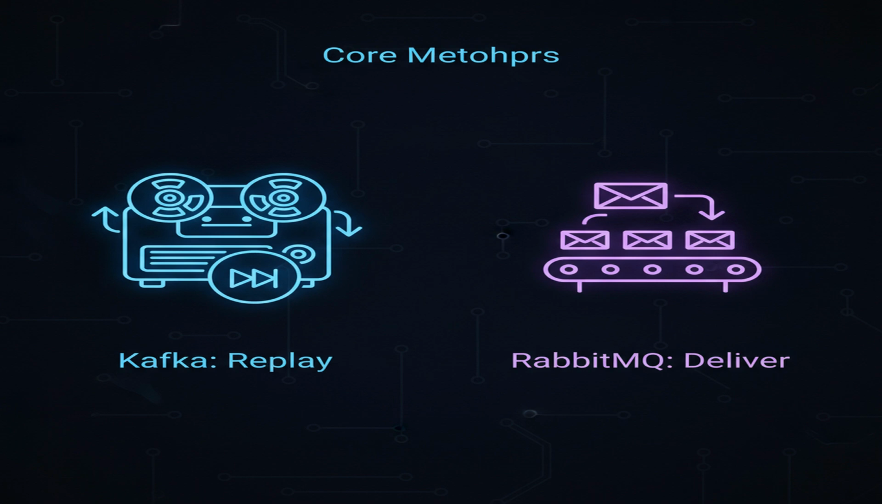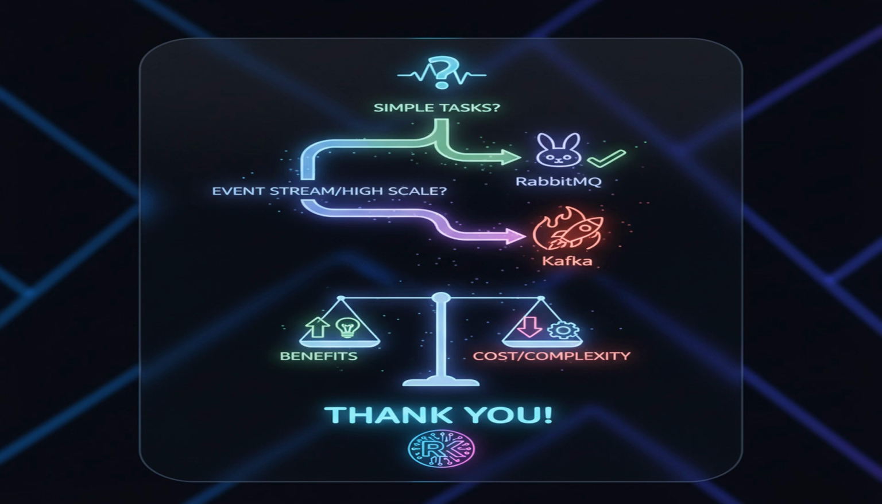So what's the one key takeaway? Think of it like this. Kafka is for replaying events, RabbitMQ is for delivering tasks. One is a tape recorder, the other is a post office. Your choice depends on what you need to do with the message after it's been sent.